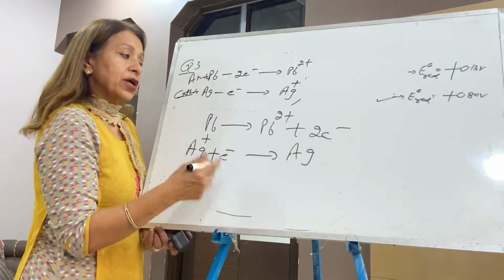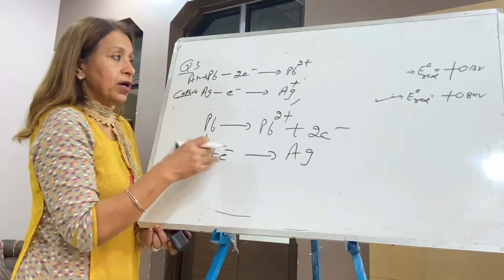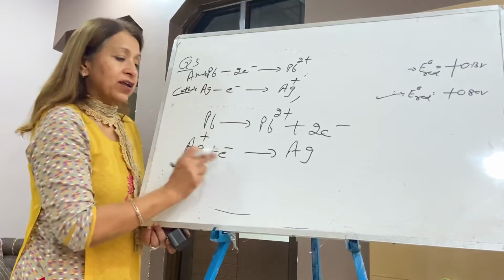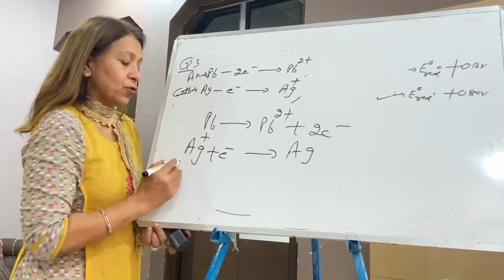Anode loses electrons, cathode gains electrons. Silver is the cathode, silver gains electrons. Lead is the anode, lead loses electrons. Remember, metal loses electrons, and iron gains electrons.